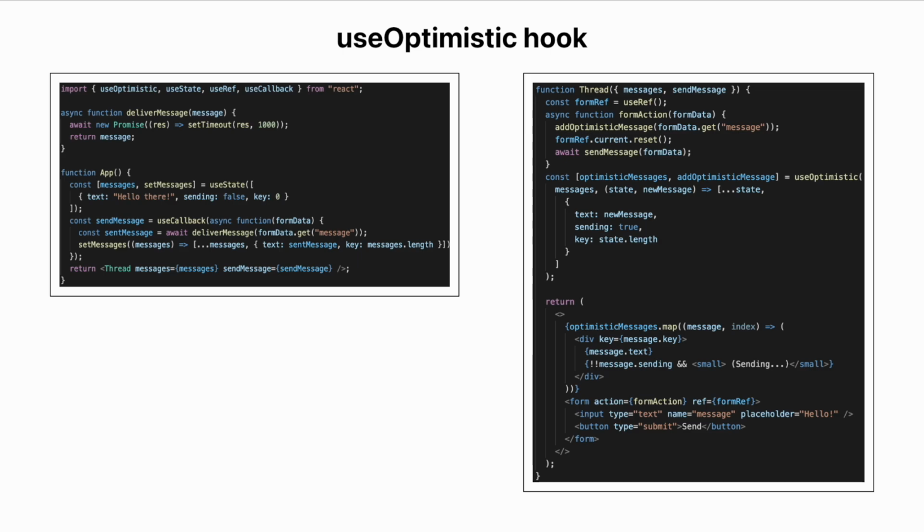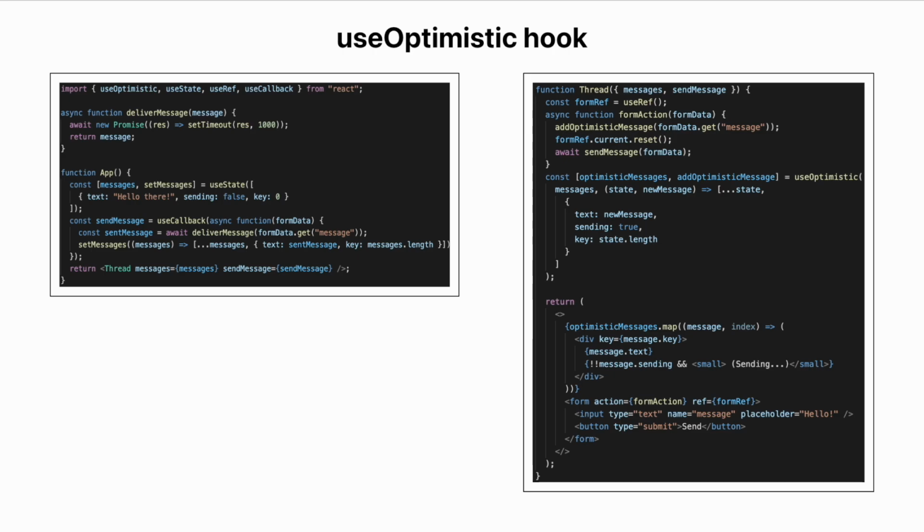The first value is the optimistic state. It is equal to state unless an action is pending, in which case it is equal to the value returned by the update function. The second value is the addOptimistic function. It is a dispatching function which takes one argument, the optimistic value, and will call the update function with the state and the optimistic value. Here, the Thread component uses useOptimistic to show the new message with sending progress before it is actually sent.